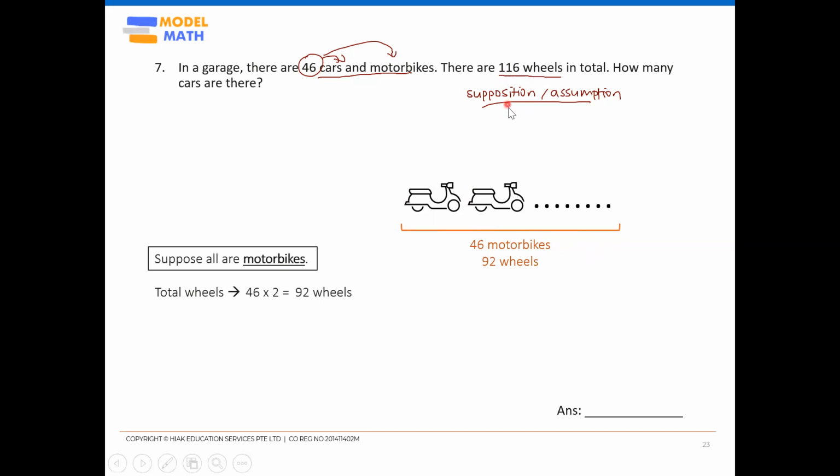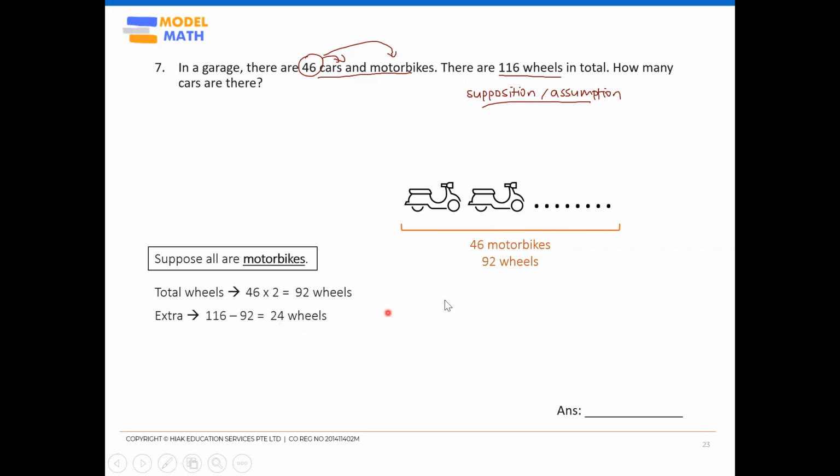That means I need to find out how many more extra wheels to bring into this diagram. So that will be our next step. We call that extra. If you would like to add in the word extra wheels, go ahead in your labeling here. So how many extra wheels to bring in? Simply take 116, you subtract away 92 wheels. The 92 is the current pretend ones. I need to bring more wheels, right? So that's why you subtract 116 minus 92.